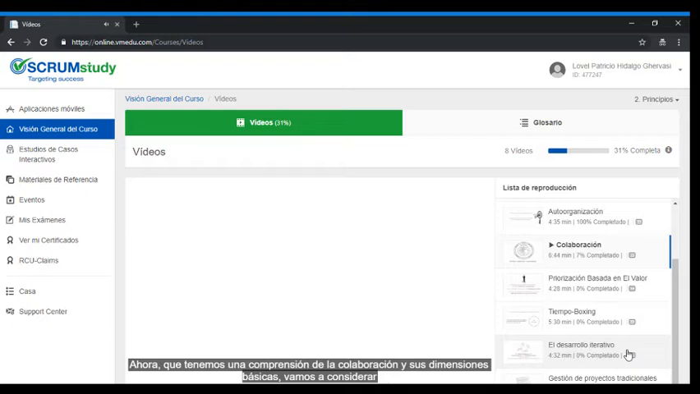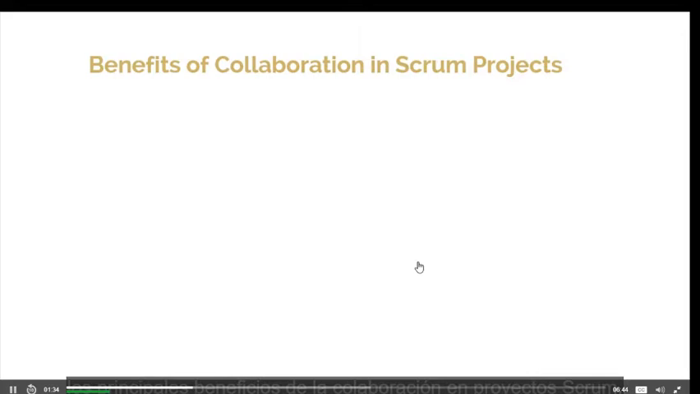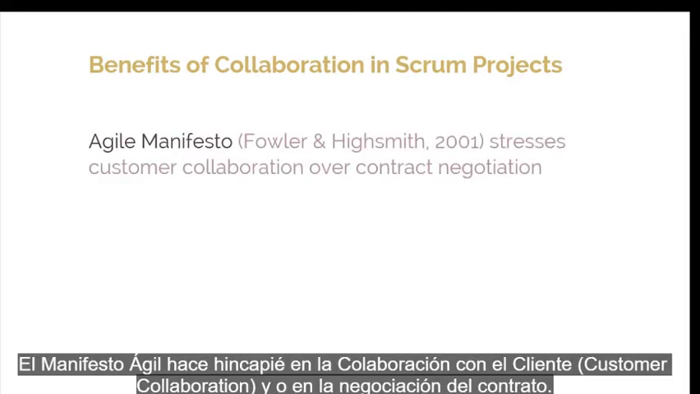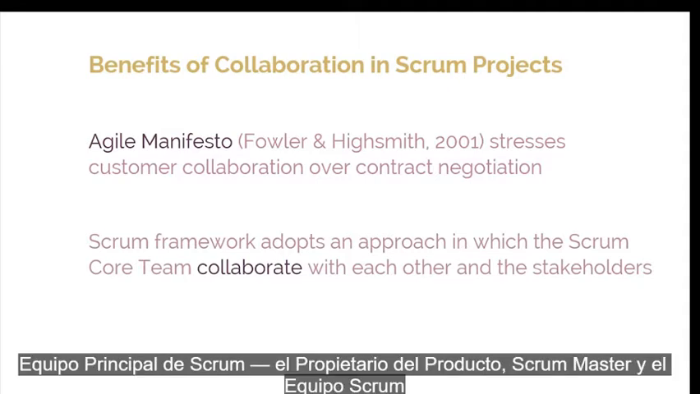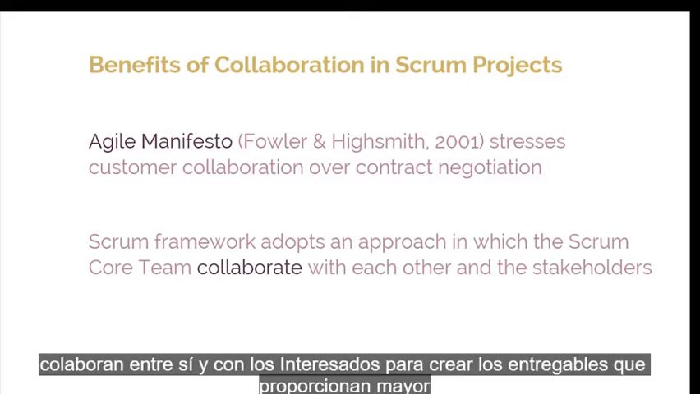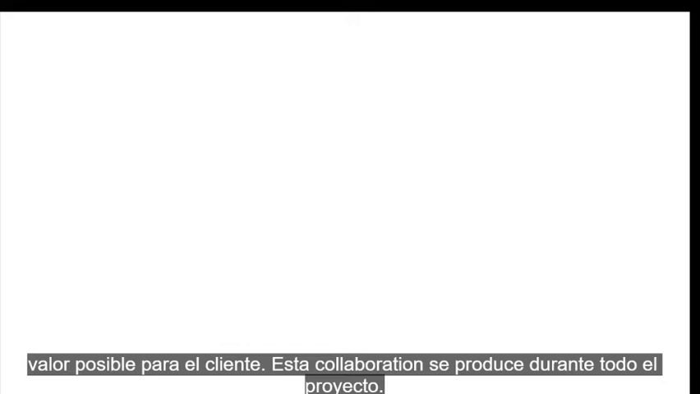Now that we have an understanding of collaboration and its core dimensions, let's consider the key benefits of collaboration in Scrum projects. The Agile Manifesto stresses customer collaboration over contract negotiation. Thus, the Scrum framework adopts an approach in which the Scrum core team members, the product owner, Scrum Master, and Scrum team, collaborate with each other and the stakeholders to create the deliverables that provide the greatest possible value to the customer. This collaboration occurs throughout the project.